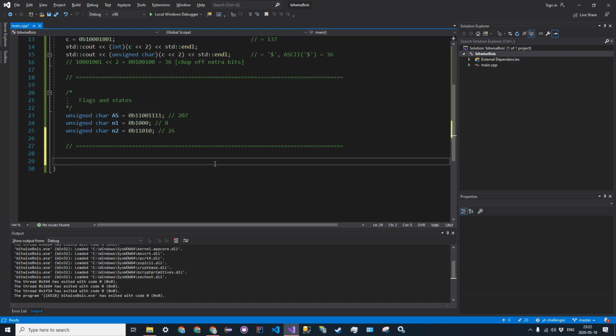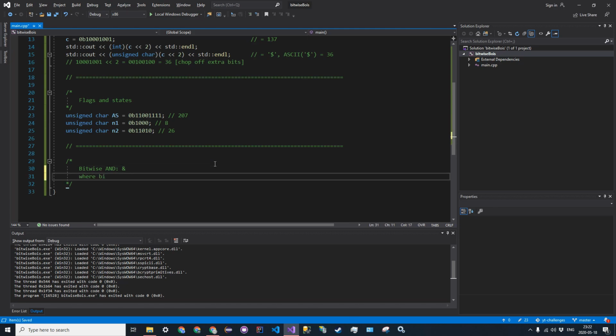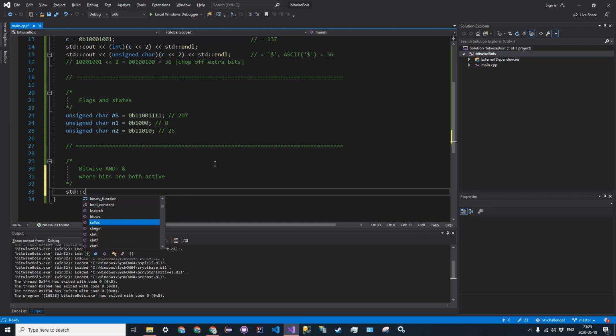All right, so let's look at our first bitwise operator, and it's going to be the bitwise AND. You typically name them with capital letters, and this is the ampersand, just a single one. This just tests where bits are both active. So let's go ahead and print out something here. So std::cout, and we're going to cast an unsigned char to an integer. Here, no, let me just write it out. So we want N1 and N2.